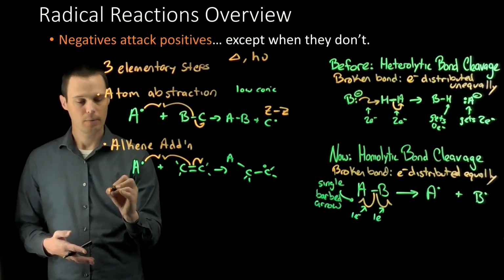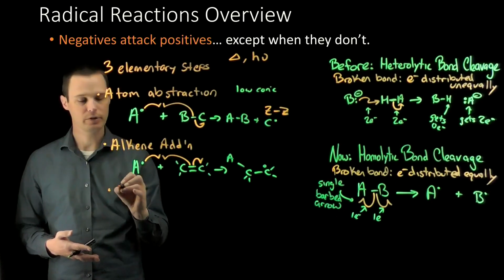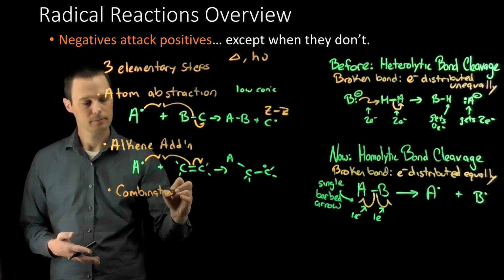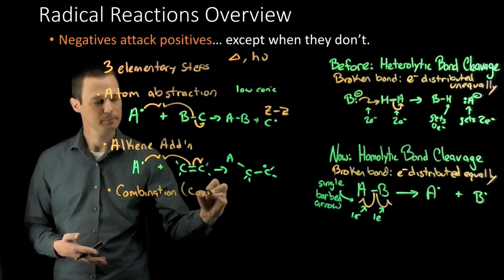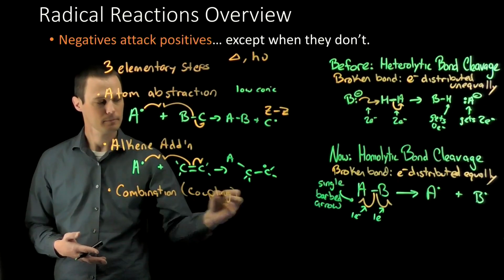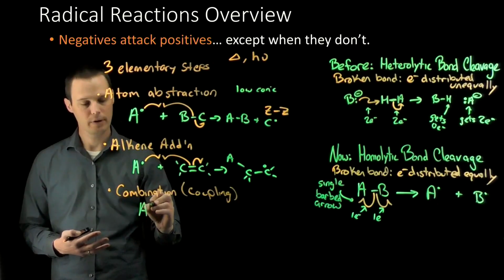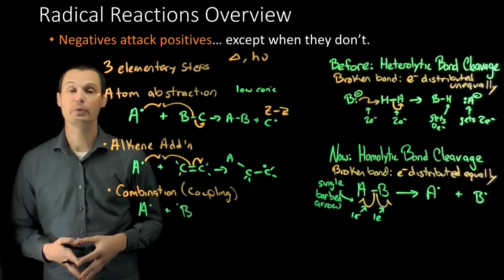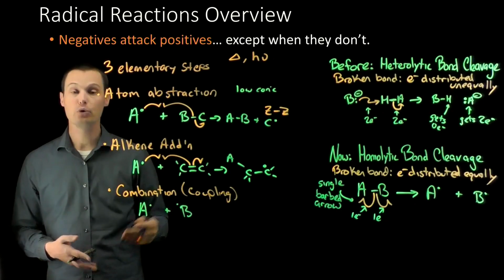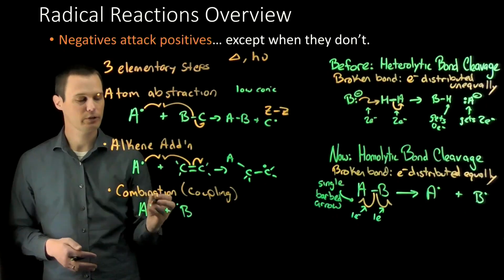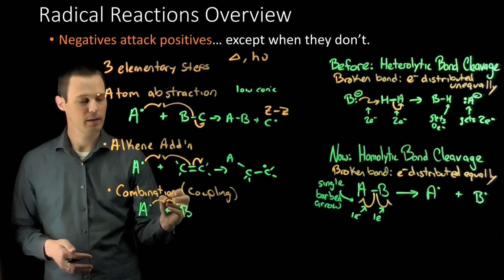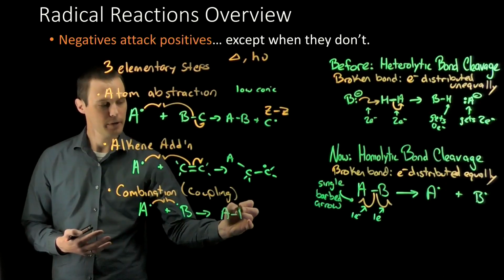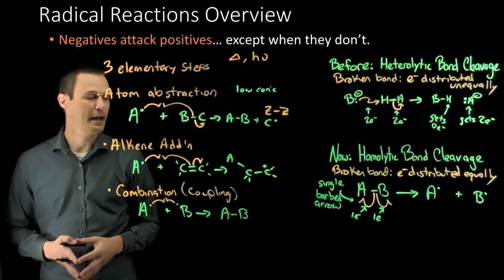And the final possible elementary step for a radical reaction is combination, also sometimes called coupling. That's when we have 2 individual radicals, and we want to form a bond between them. We're going to need 2 electrons for that bond. Where can we get those 2 electrons from? We can get 1 electron from radical A and 1 electron from radical B. Those 2 electrons will allow us to form a new bond between atom A and atom B.